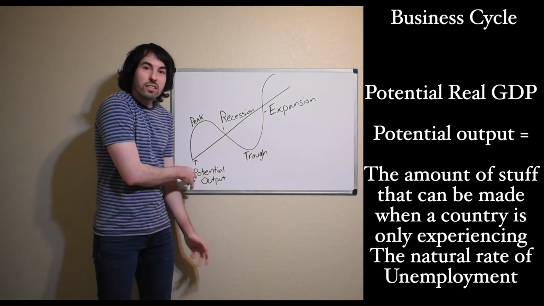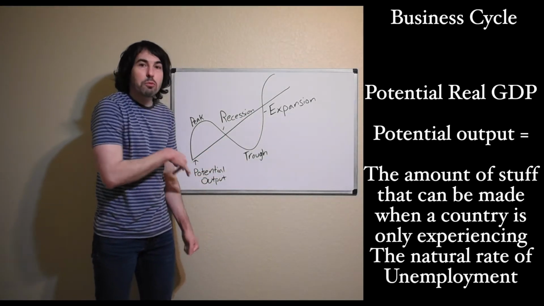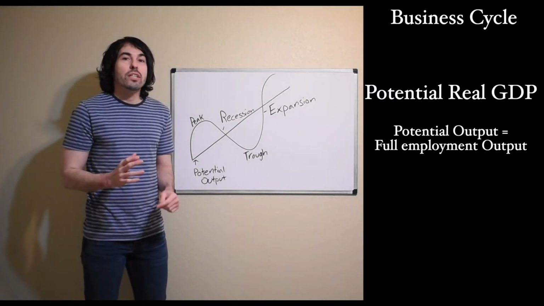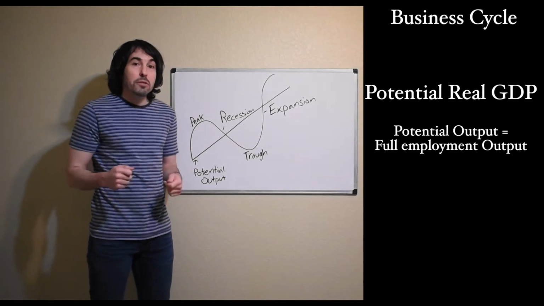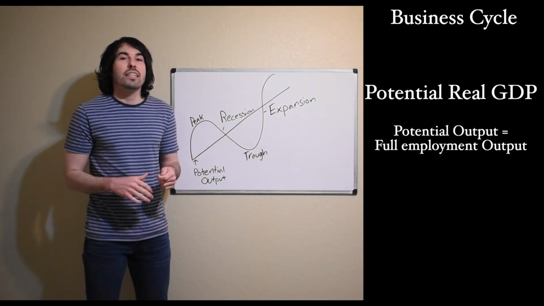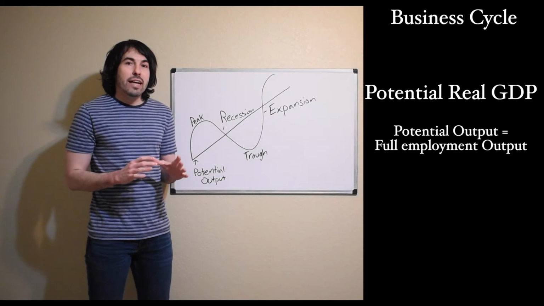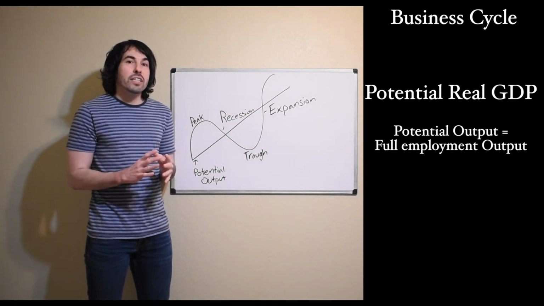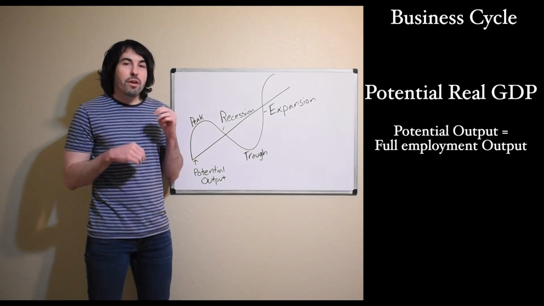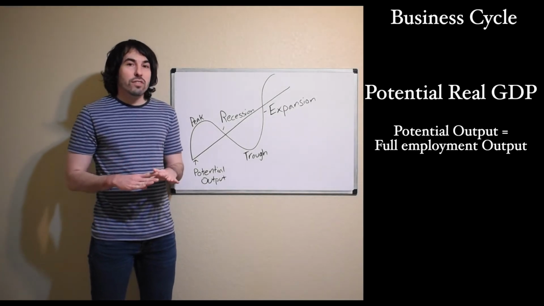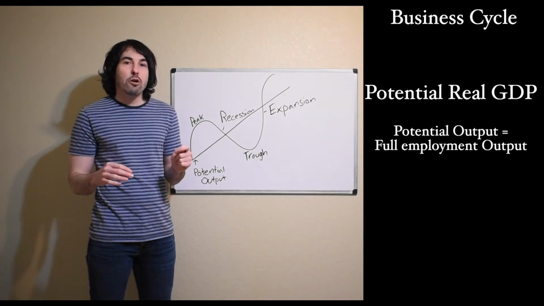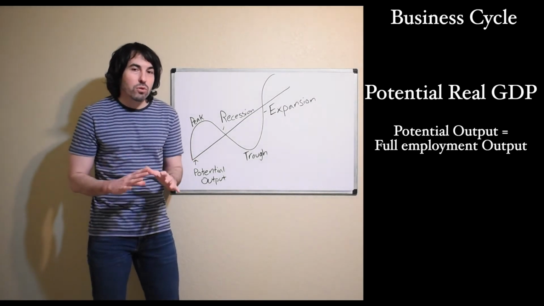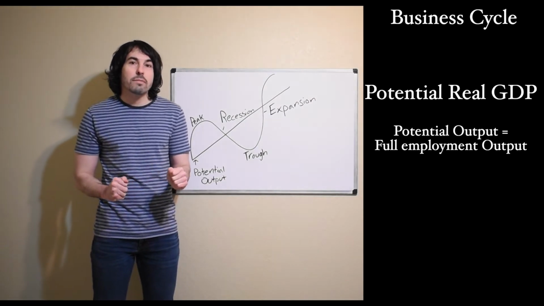So this curve here, this line again, represents our potential output or potential real GDP, also known as full employment output. This is the amount of stuff that we should be able to make if we're only experiencing the natural rate of unemployment. Remember, natural rate of unemployment is frictional unemployment plus structural unemployment. And those together are our natural rate of unemployment. When we're experiencing our natural rate of unemployment, we are at full employment output. Full employment does not mean that everybody has a job. It means that we're only experiencing the natural rate of unemployment.